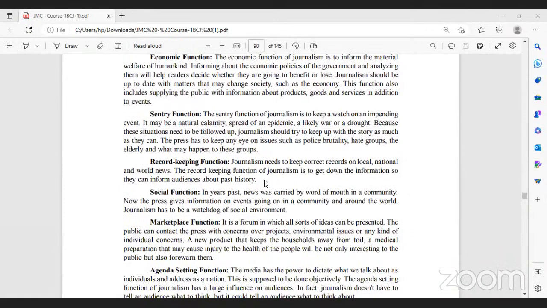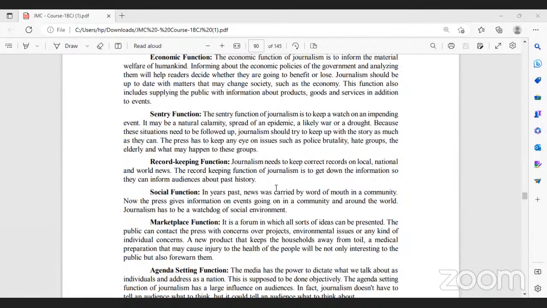The other one is the sentry function, where journalism keeps a watch on impending events. There are so many things happening, such as a natural calamity, the spread of an epidemic, a war or a drought, unprecedented incidents. These situations definitely need a follow up. Journalism should try to keep up the story as much as they can and give the information, and the press has to keep an eye on issues such as the police, governing the hate groups, the elderly, and what may happen to these groups.